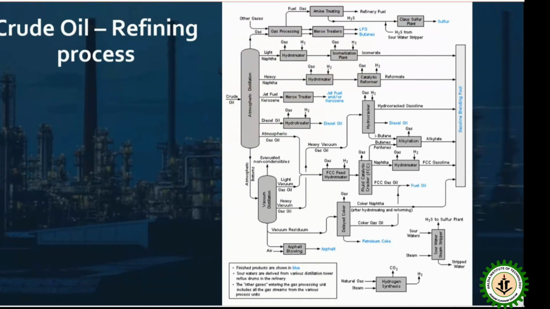And from the VDU, the heavy vacuum gas oil is taken out, which again goes to a hydrocracker, and it's broken down to give you C4s and gasolines. The C4s, that is the isobutane, after alkylation gives you alkylate, which goes to the gasoline blending pool. So this is a very integrated and complex scene of a crude oil refining process.